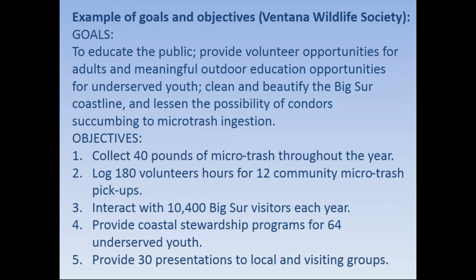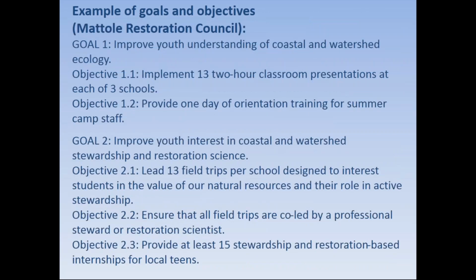Here's another example. This one also lists very specific measurable objectives that will accomplish a short list of goals. So the goals are at the top and then all the objectives are listed underneath. And here, each goal has its own corresponding objectives listed out.